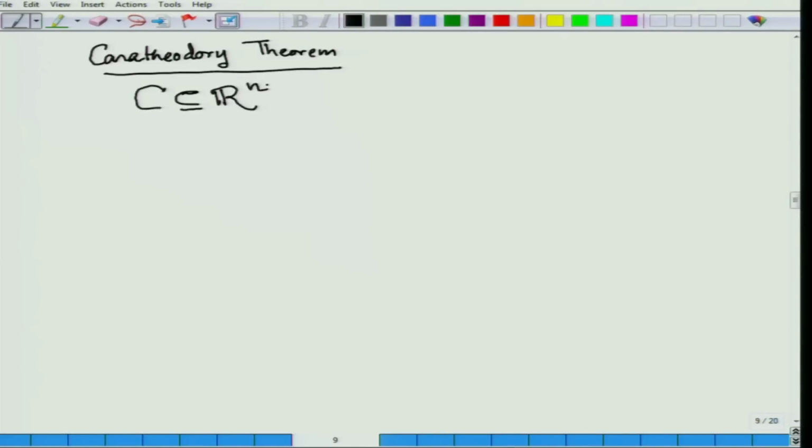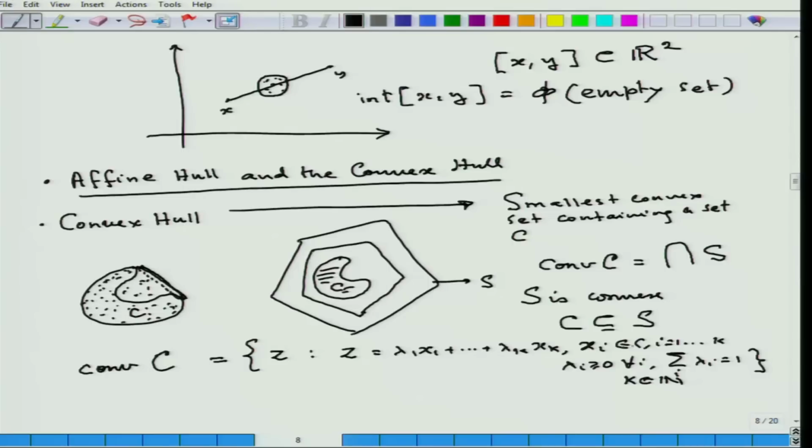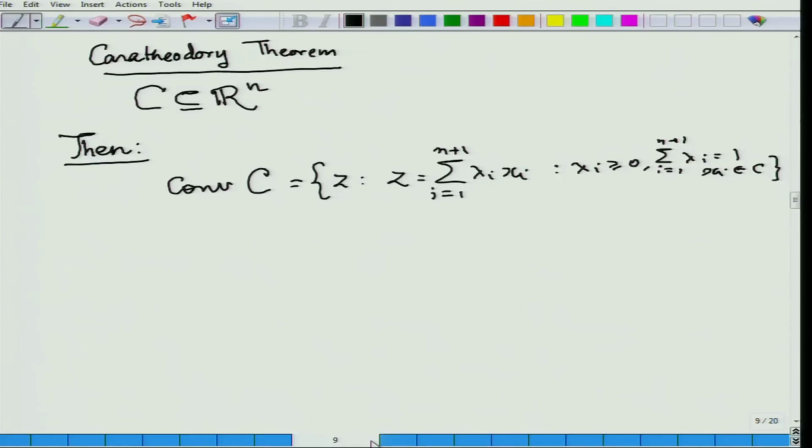Carathéodory's theorem says that if C is a subset of R^n, then the convex hull of C is the set of all z such that z is equal to summation lambda i x i, where i is from 1 to n plus 1. Now, he has fixed it: you just take n plus 1 elements, with lambda i greater than or equal to 0, summation lambda i equal to 1, and all the x i's elements of C. Here is a beautiful representation. I do not have this number k which will arbitrarily change with every z; in general, you take a z, your k will change. Here you take a z, and this number will not change. This is a very fundamental result in convex analysis.